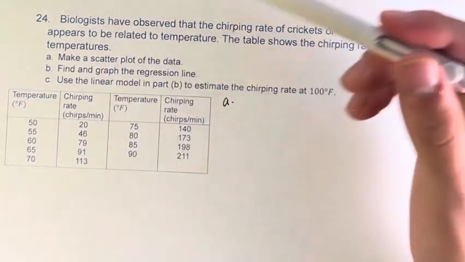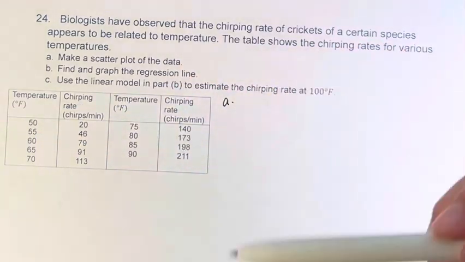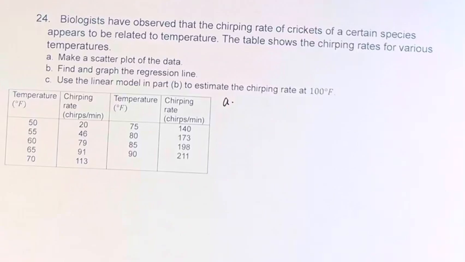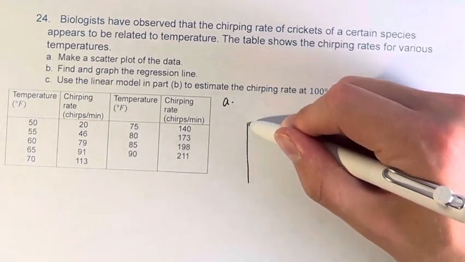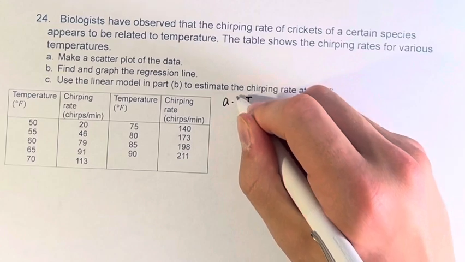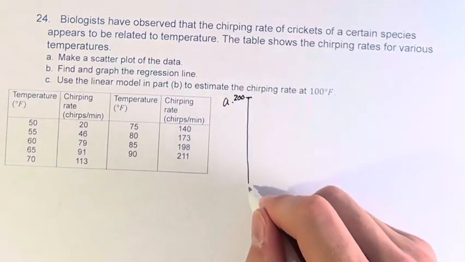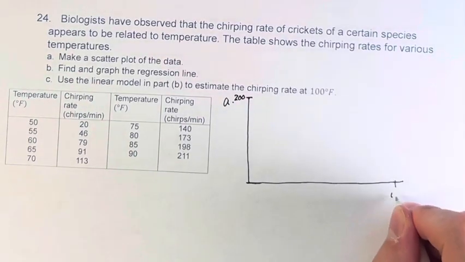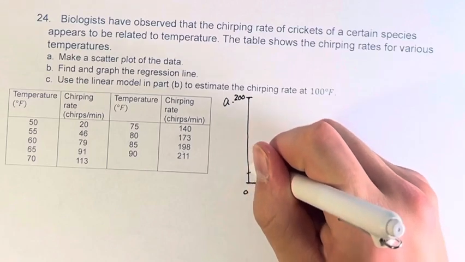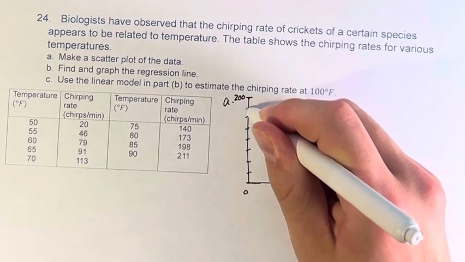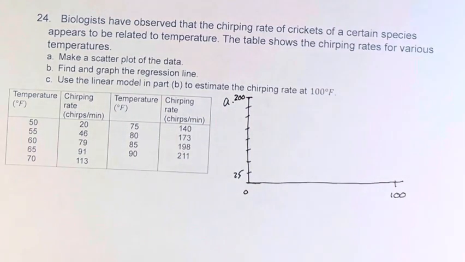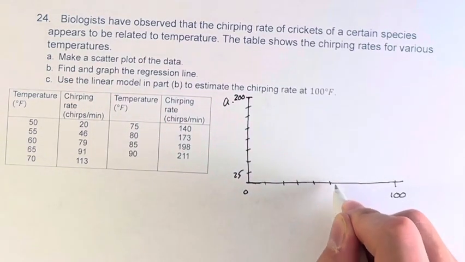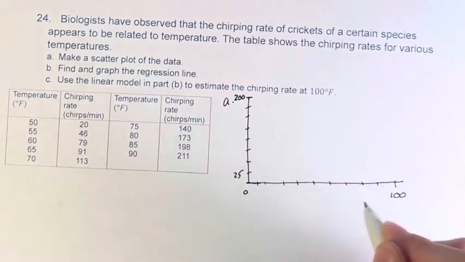So, on our x-axis, we're going to have temperature ranging from 50 to 90. And on the y-axis, we're going to have chirping rates from 20 to 200. So up here, up to 200, and on the x-axis, up to, let's say, 100. These tick marks represent every 25. And these represent every 10.